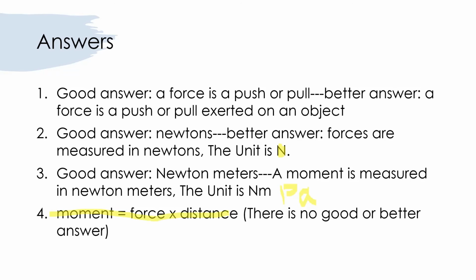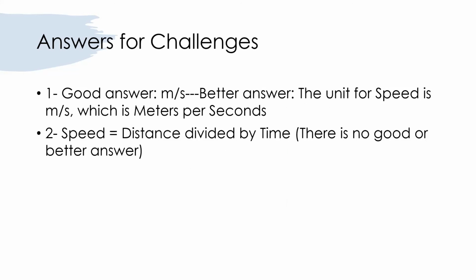Here are the answers for the challenges. Before we move on, make sure you pause the video to correct your answers. Okay, the better answer for question 1 is the unit for speed is meters per second. You could say that or that, but I would say you just say the whole thing, not just that. But it doesn't really matter. I don't know how things are in your school. Speed equals distance divided by time is the answer for question 2, and there's no good or better answer. So yeah, make sure you tick them.